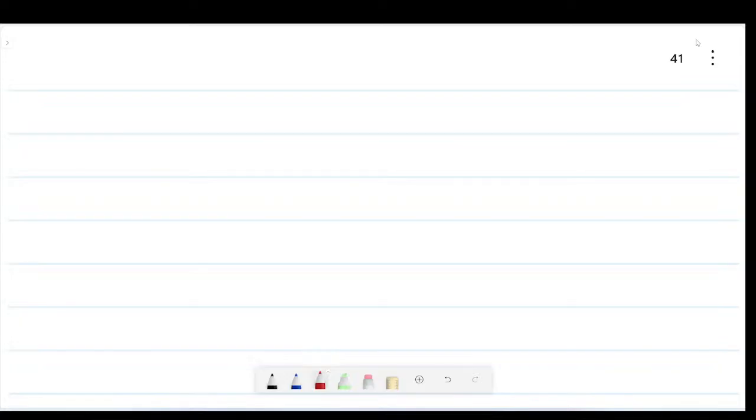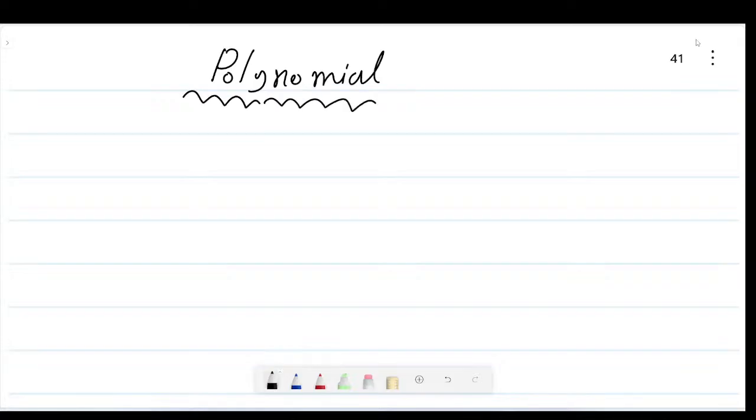In the last class we have discussed what a polynomial is, and in today's class we shall discover more about it. At first we shall recap our previous class, then we shall move forward.